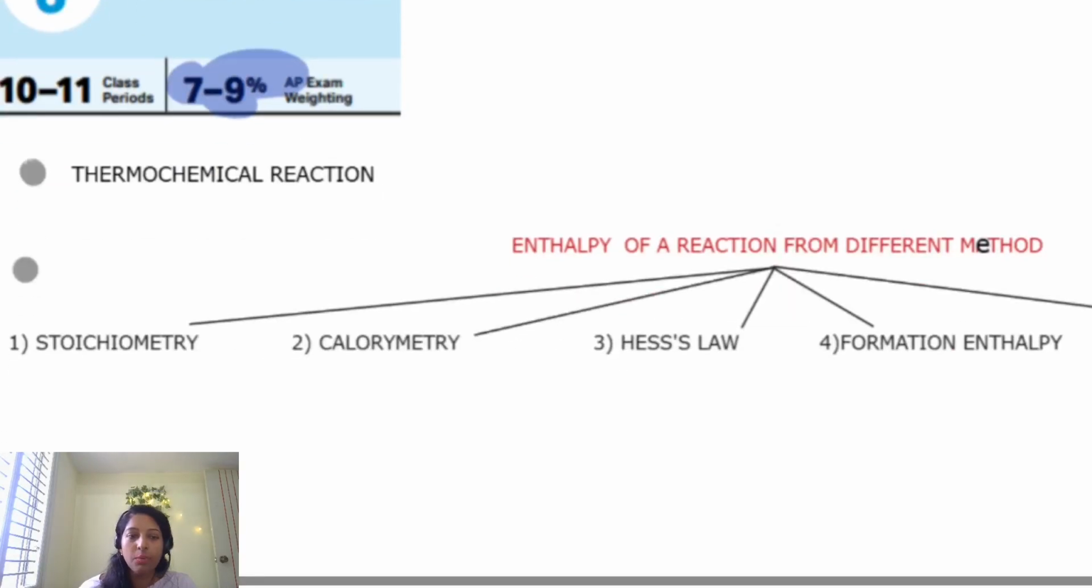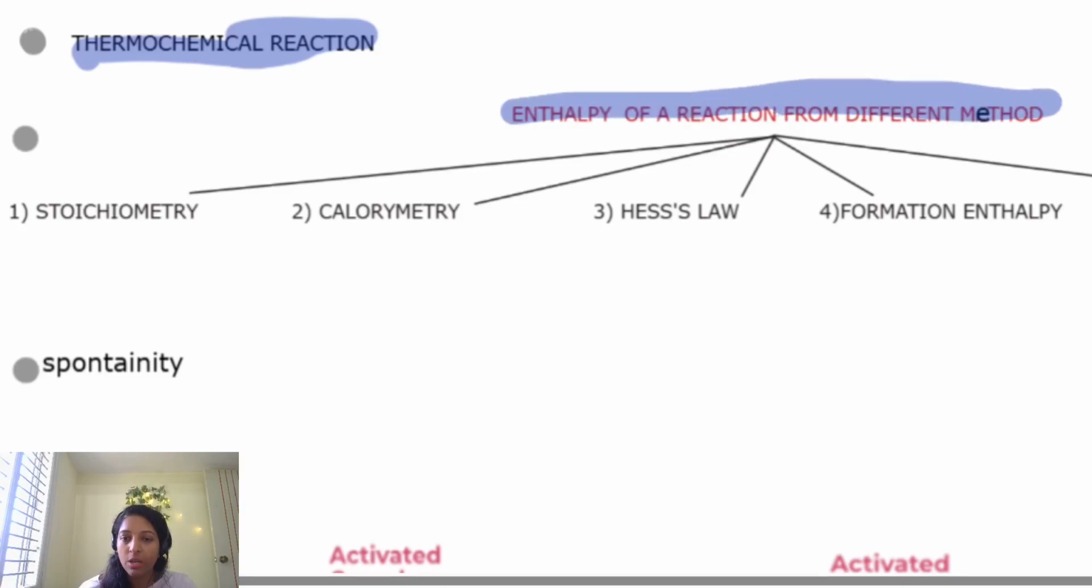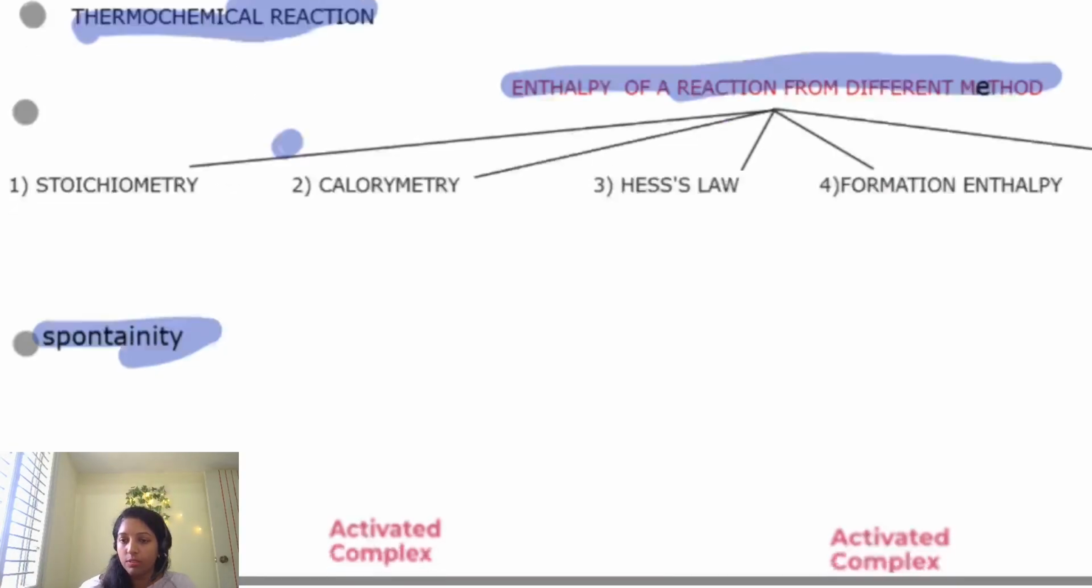Okay, so in this chapter we want to learn about thermochemical reactions and the different methods of enthalpy calculation. That's all in the first part: stoichiometry, calorimetry, Hess's law, formation enthalpy, bond energy, different ways of calculating the enthalpy of a reaction, delta H. And spontaneity, as I told you, is actually chapter 9. They were including it in chapter 9. Okay, so let's do this one.